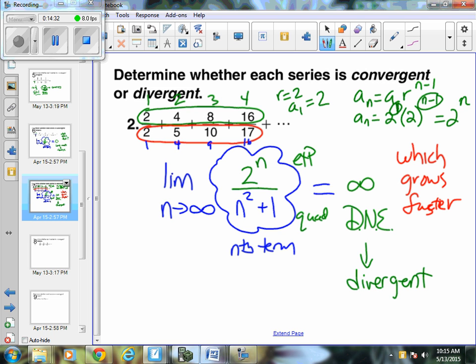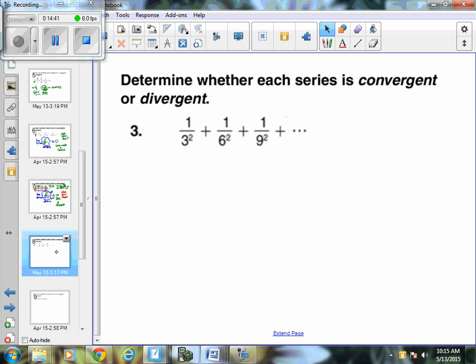So again, if it had been flipped, if that 2 to the n would have been on the bottom, then it would approach 0, and we would have had a situation where it would have converged. Okay, try a couple more here.